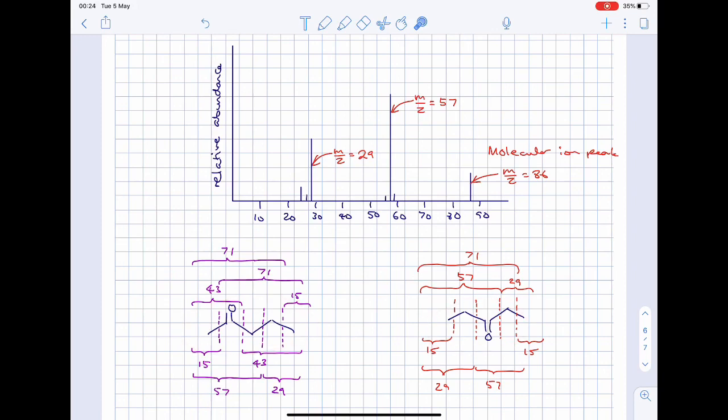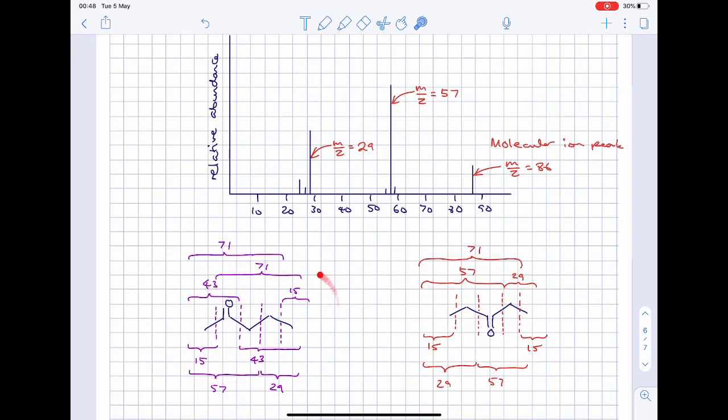Now if I look at the prominent fragment peaks, I can see that there's a fragment peak with an m/z value of 29. Now both these ketones can produce a fragment of 29, so this one here, we can see there's a fragment here of 29, which is an ethyl. And this one here can also produce an ethyl fragment. The other prominent fragment peak with an m/z value of 57 still wouldn't be able to tell us which of these two compounds produce this spectrum, because both of these compounds can form a fragment ion of m/z value of 57.